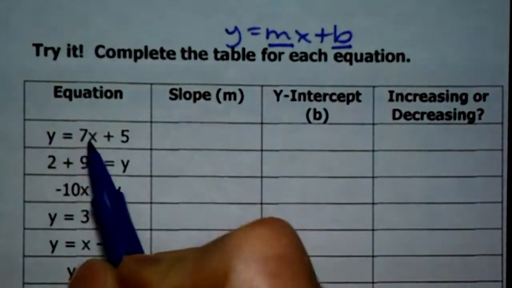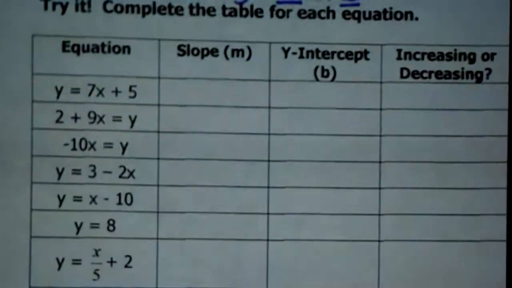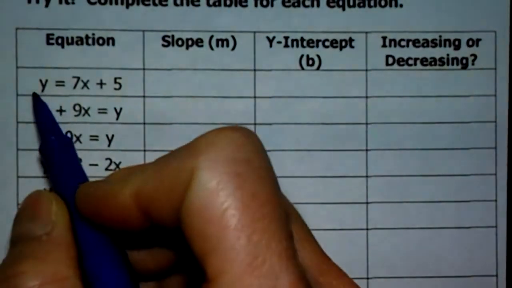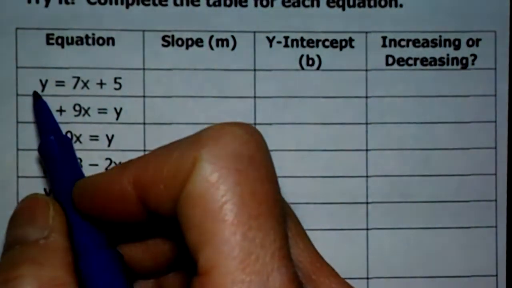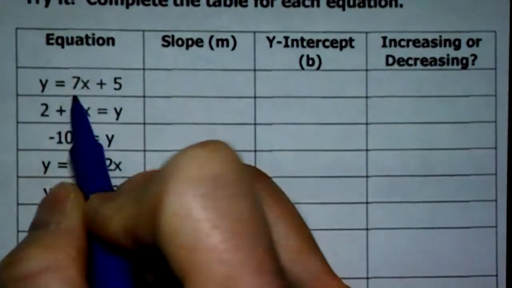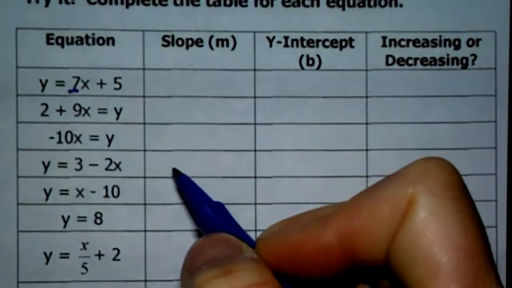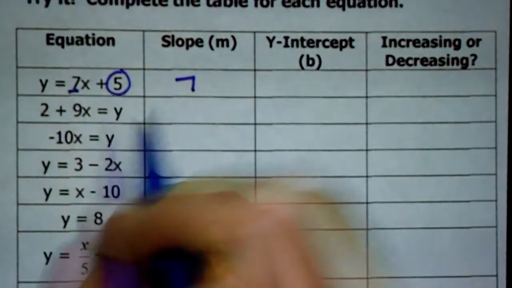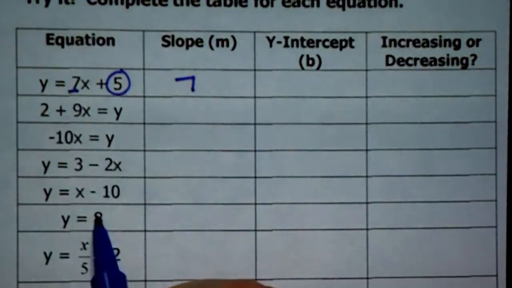Okay, so first equation, we're going to check to make sure it's solved for y, and yay, it's already solved for y. Y is by itself on one side. It doesn't have to be on the left. Okay, it doesn't have to be, it's okay. So in this one, to find the slope, I said slope is always going to be next to x, so your slope would be 7. And your y-intercept, the one that's by itself, right here, it's plus 5. That makes this a positive 5.